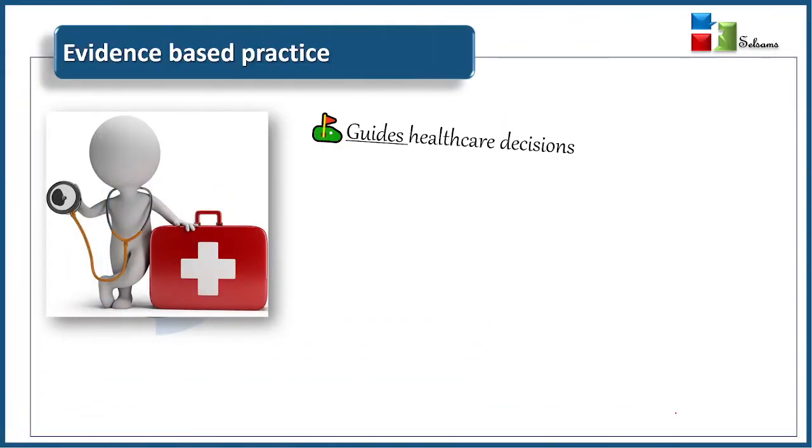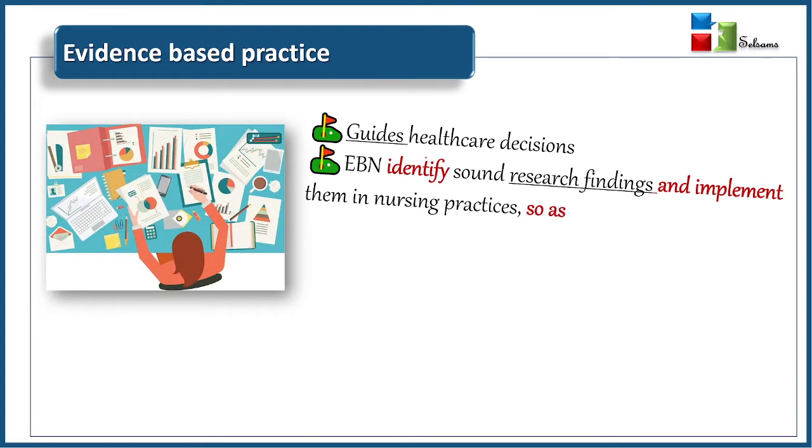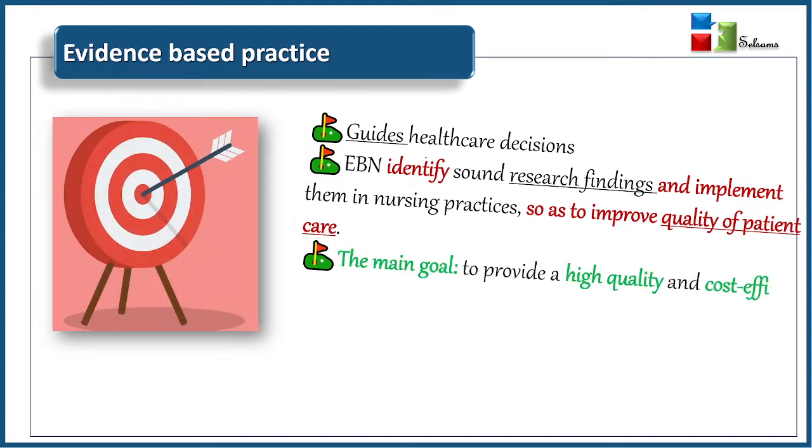So evidence means something like proof, a scientific proof. When you see a good outcome of your research, you can utilize the same thing in nursing practice if it is scientifically proved. Thus it guides healthcare decisions. It identifies good research findings, the best ones, and implements them in nursing practice. This is all for what? To improve the quality of patient care. The main goal of evidence-based practice is to provide high quality and cost-efficient nursing care.